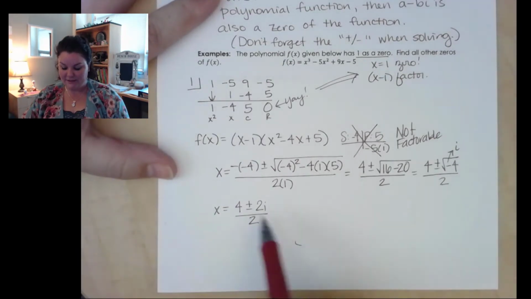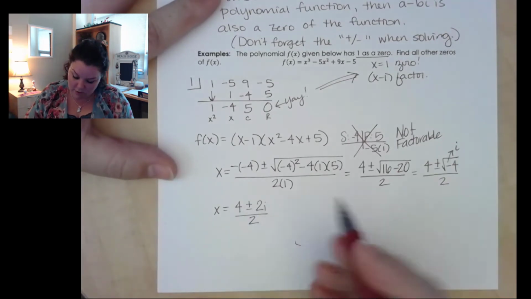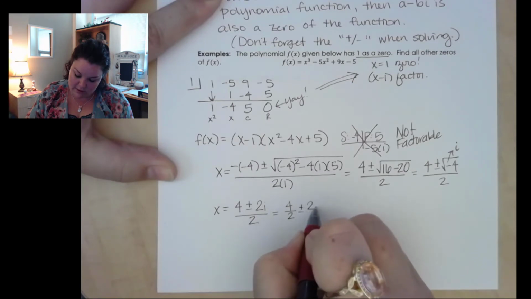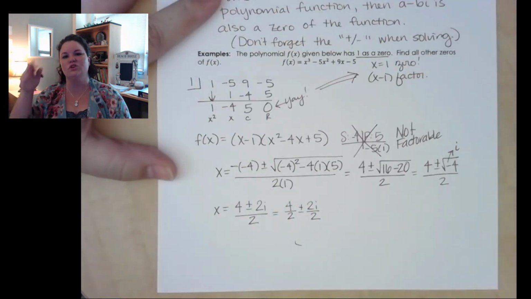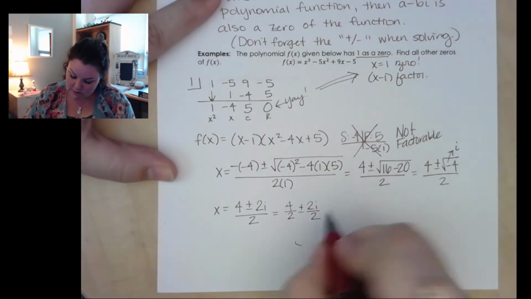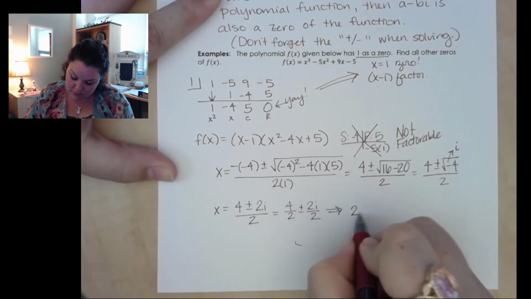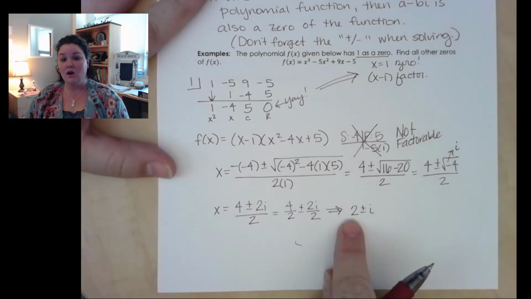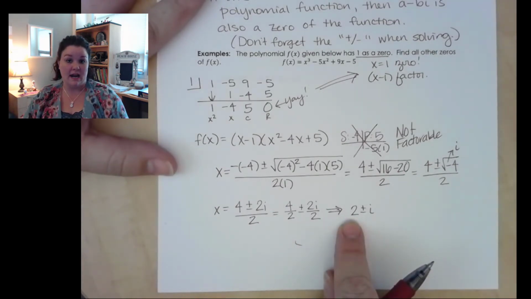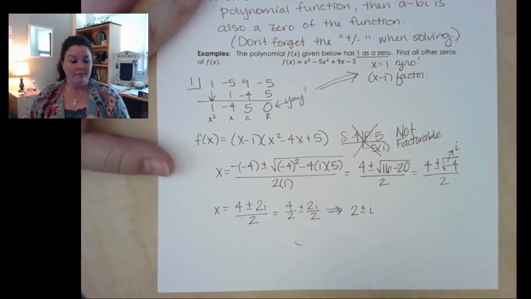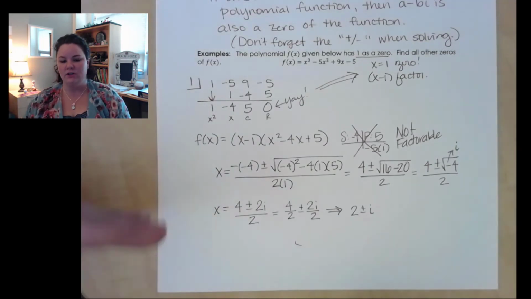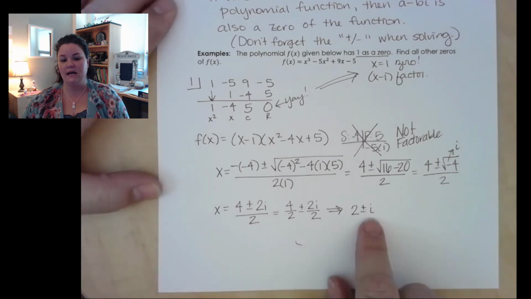Now, because these are both divisible by 2, I'm going to go ahead and break this apart and write it as 4 over 2 plus or minus 2i over 2. That way I can just reduce each piece, right? So this gives me 2 plus or minus i. Okay. So those are the only remaining zeros that I have, right? Now, I am going to write this out the way that they do in this section. On this one, I would just enter 2 plus i and 2 minus i.